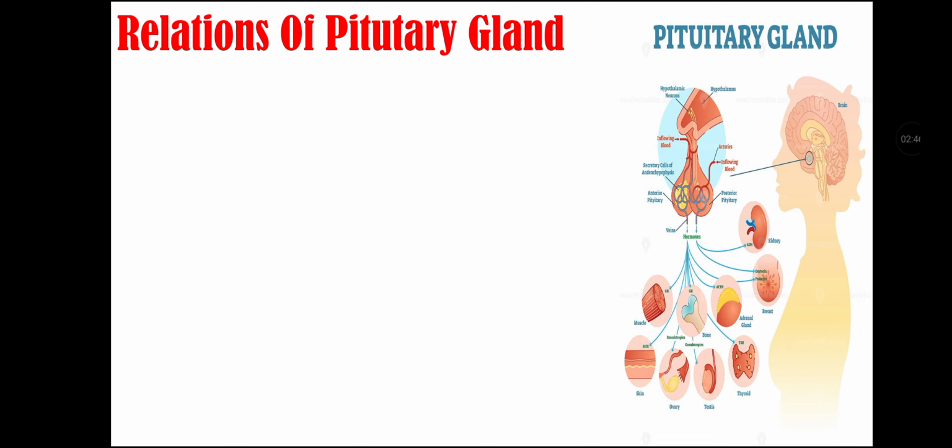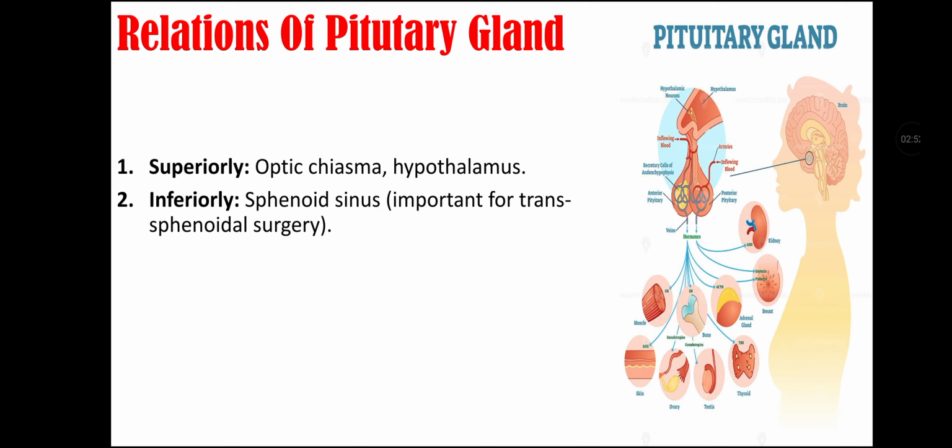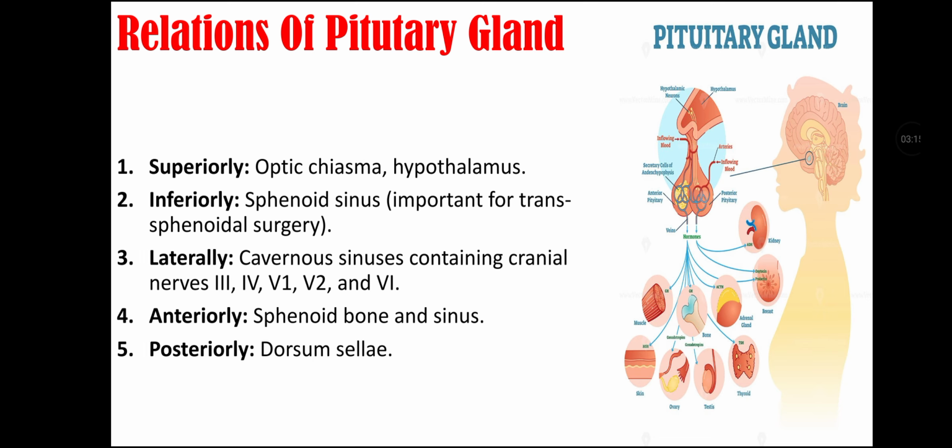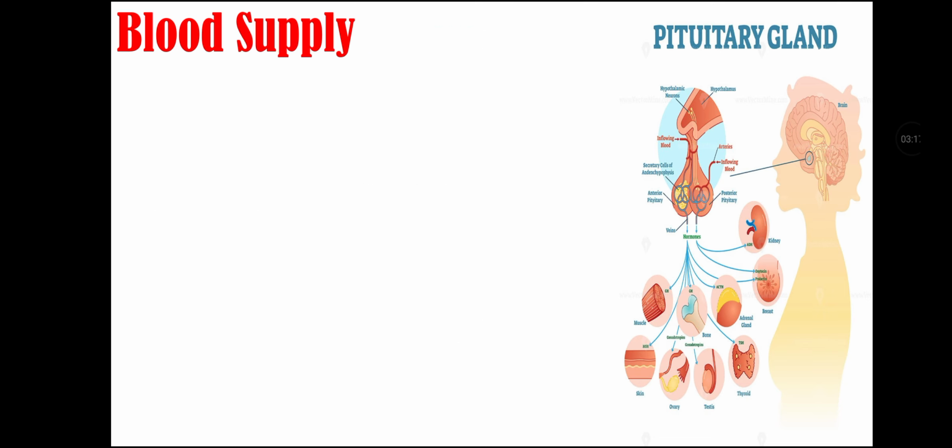Relations of pituitary gland. Superiorly to pituitary gland, there is optic chiasma and hypothalamus. Inferior to pituitary gland, there is sphenoid sinus that is important for transsphenoidal surgery. Lateral to pituitary gland is the cavernous sinus that contains cranial nerve number 3, 4, 6, and ophthalmic division of trigeminal nerve and also maxillary division of trigeminal nerve. Anterior to pituitary gland are sphenoid bone and sinuses, and posterior to it is dorsum sellae.